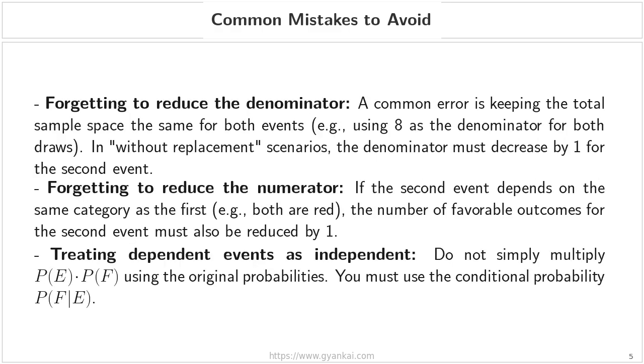Finally, avoid the mistake of treating dependent events as if they were independent. Do not simply multiply the probability of event E by the probability of event F using their original starting values. If you do that, you are ignoring the dependency. Instead, you must use the conditional probability, which we write as the probability of F given E.